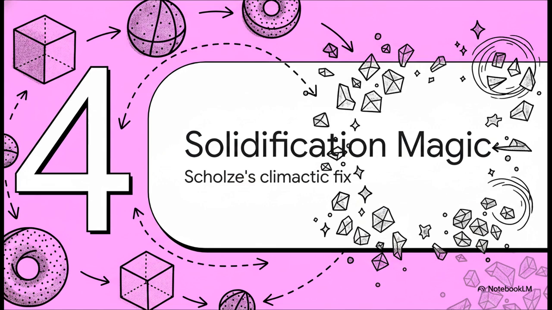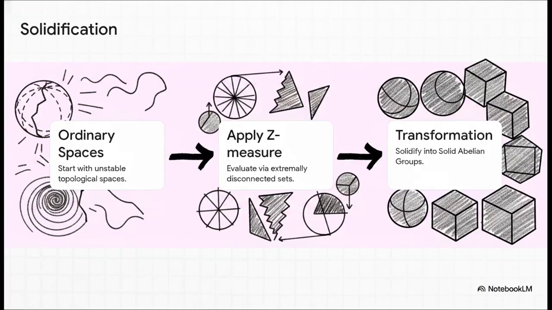Now for the really cool part, Section 4. The magic of solidification. Scholze builds this up into a climactic resolution that breaks down into a really straightforward, digestible pipeline. Step 1. You start with your ordinary, unstable topological modules. Step 2. You apply Z-measures, which basically evaluates these spaces through the strict lens of those extremely disconnected sets we just talked about. And Step 3. You transform them into solid abelian groups. You are quite literally solidifying the messy topology into something perfect.